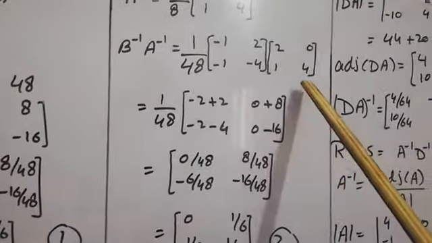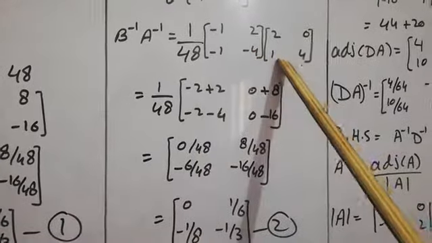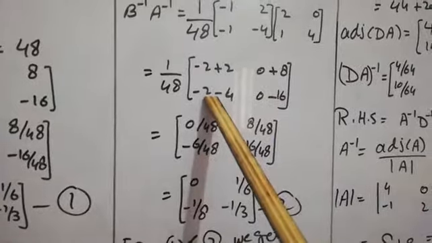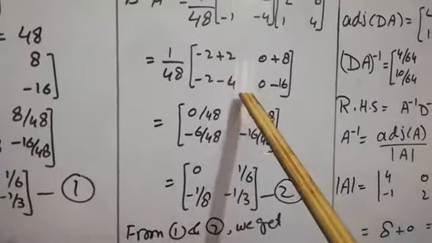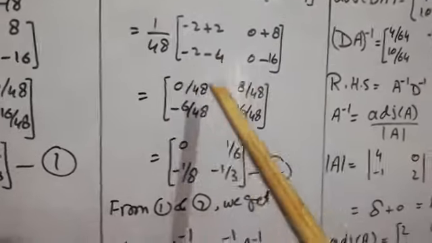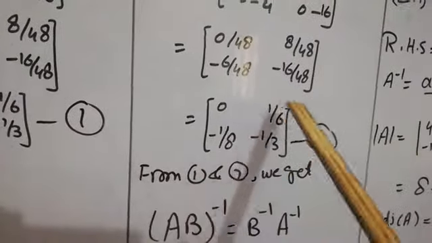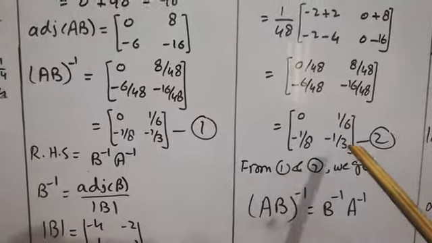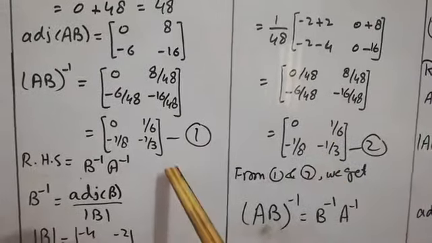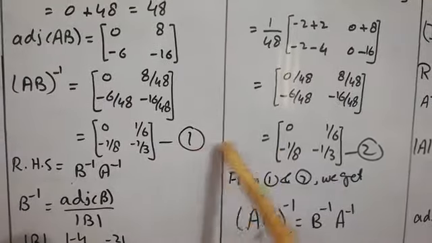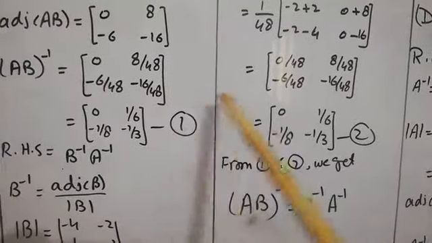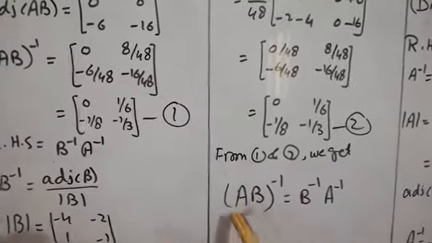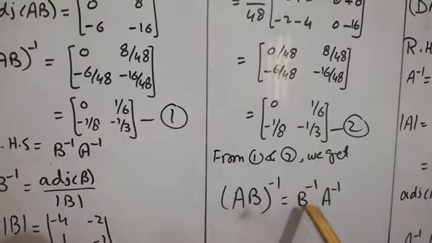Now we will multiply these two matrices, and then we will get 0, 8, minus 6 and minus 16, and at the end we will divide all the entries by 48 and we get the answer 0, 1 by 6, minus 1 by 8, minus 1 by 3. Now my dear students, this is the answer of the right hand side. Now we can easily compare these two answers. You can see that both answers are equal. So from answer 1 and answer 2 we get that (AB) inverse is equal to B inverse into A inverse.